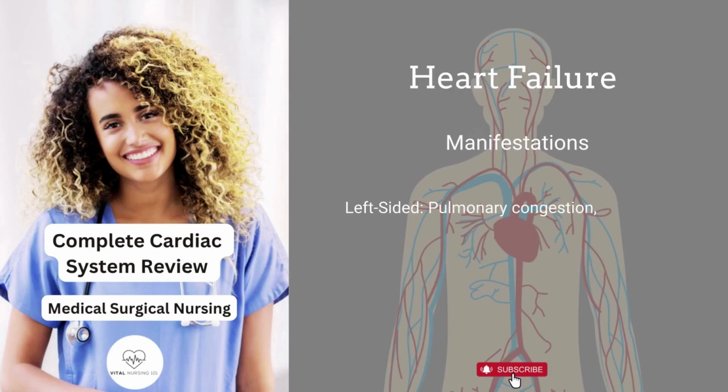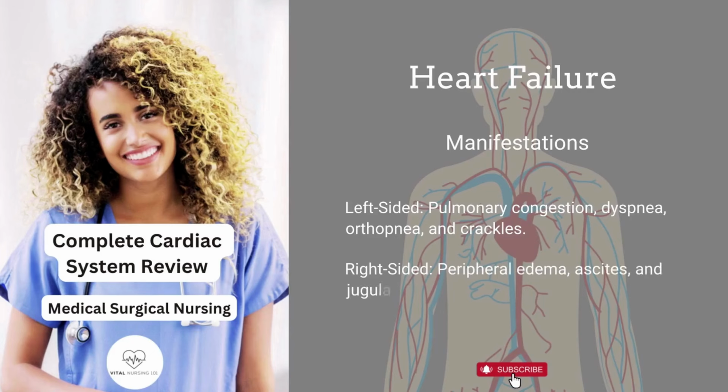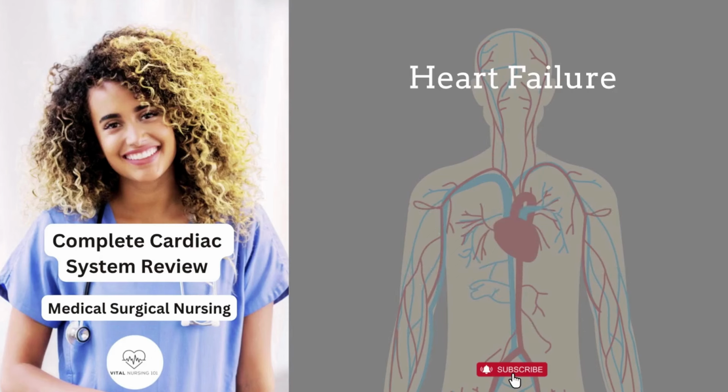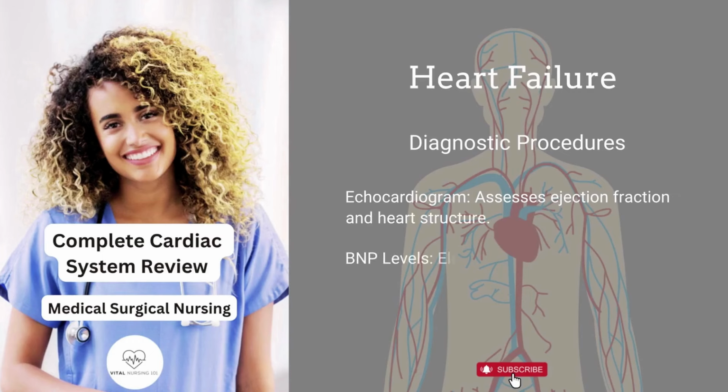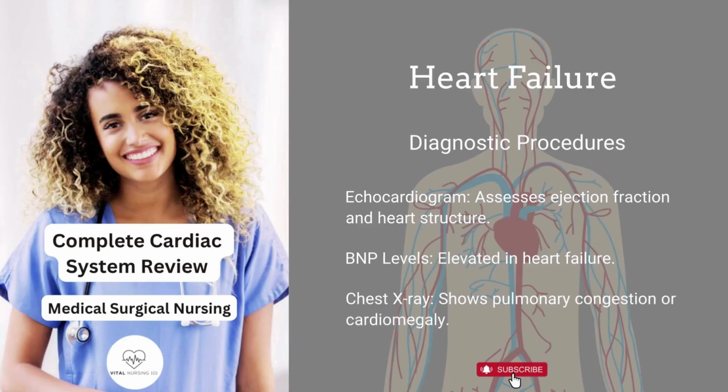Manifestations are the following: left-sided, pulmonary congestion, dyspnea, orthopnea, and crackles. Right-sided, peripheral edema, ascites, and jugular vein distension, fatigue and exercise intolerance. Diagnostic procedures are the following: echocardiogram assesses ejection fraction and heart structure, BNP levels elevated in heart failure. Chest X-ray shows pulmonary congestion or cardiomegaly.